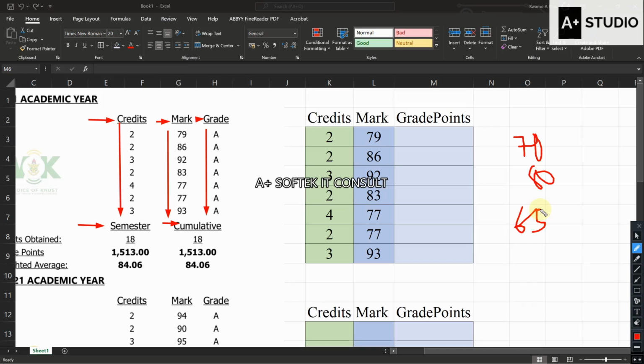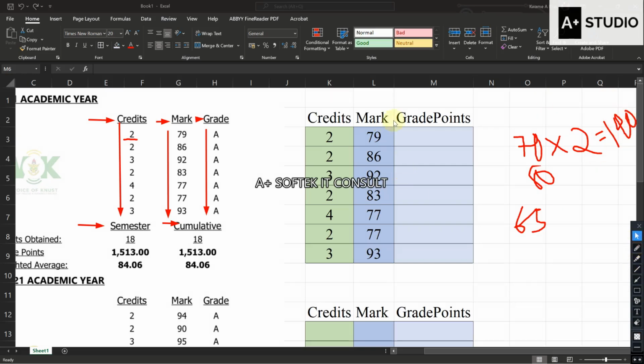Before you can find the weighted value, the actual weight should be the score multiplied by the credit hours, as you can see. So assuming this, if I multiply 70 by the credit hours, I get the grade point, or the weight point, or the weight average. Let me just do it this way. So here we'll be having 140. So this is the unit of weight, or the grade point that we'll be having.